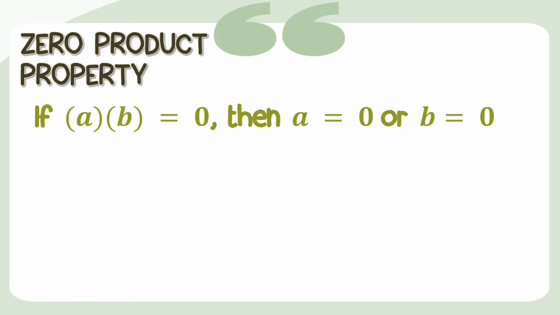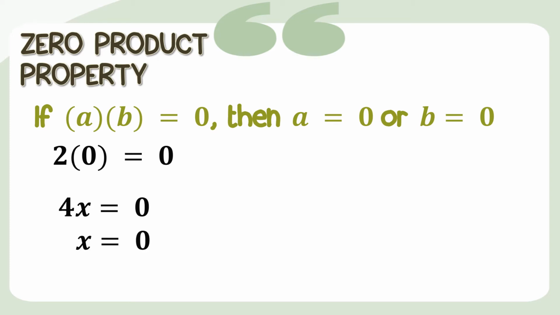And also, let us recall the zero product property. According to this property, if the product of A and B is equal to 0, then one of them is equal to 0. A is equal to 0 o kaya si B ay equal to 0. Example, 2 times 0 is equal to 0. So, isa sa kanila ay equal to 0, kaya nag-0 yung product nila. So, if we have 4x equals 0, then x must be equal to 0. Hindi naman pwedeng 4 equals 0. Ano? So, ang minultiply kay 4 ay 0. Therefore, x is equal to 0.